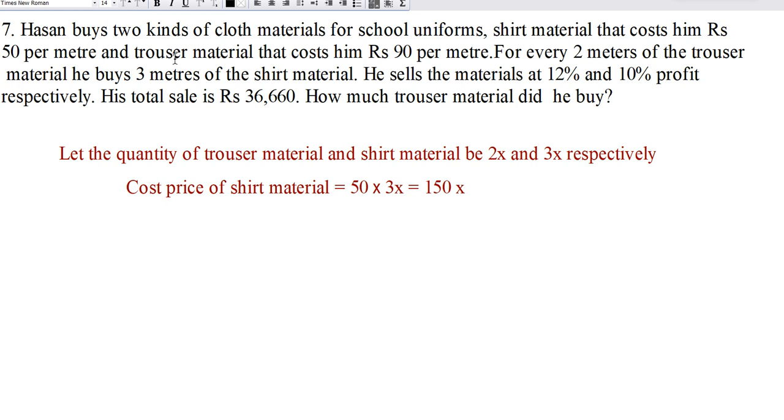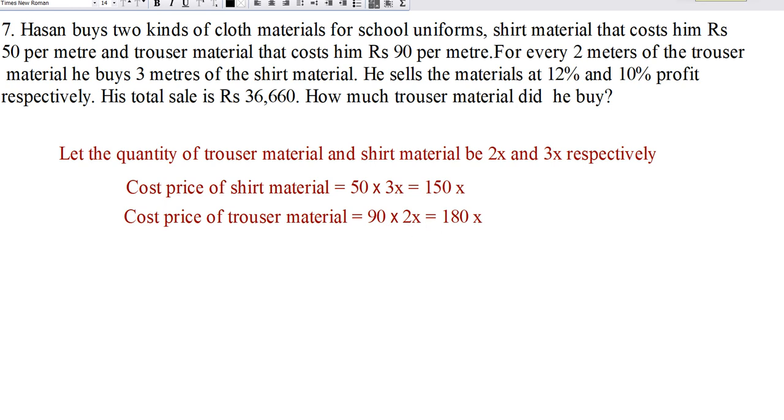Now you know the cost of the trouser material is rupees 90 per meter. So how do you find the cost price of the trouser material? Do find it out. You can write the cost price of the trouser material is equal to 90 into x, which is equal to 180x.